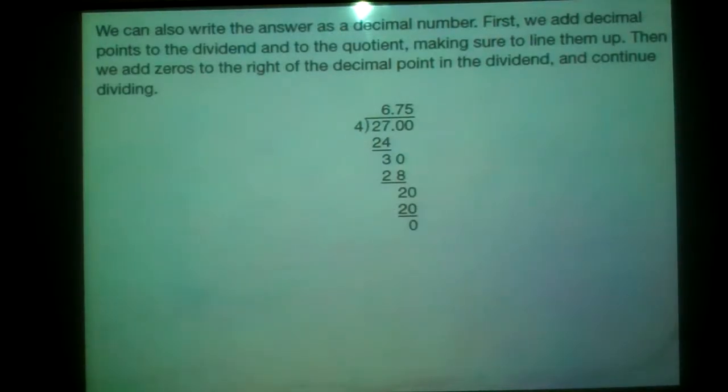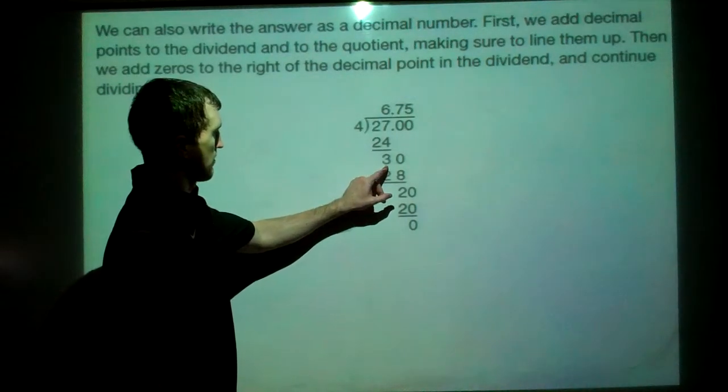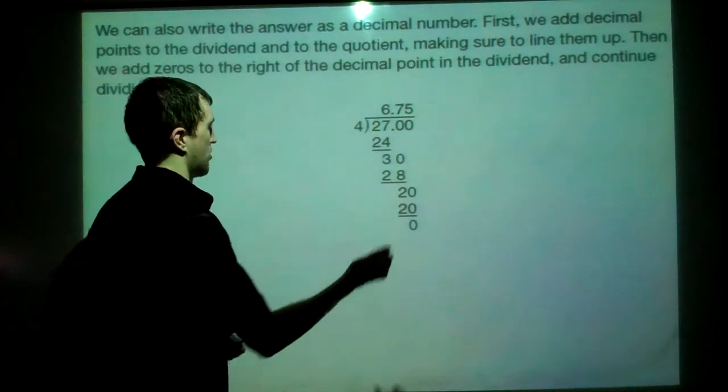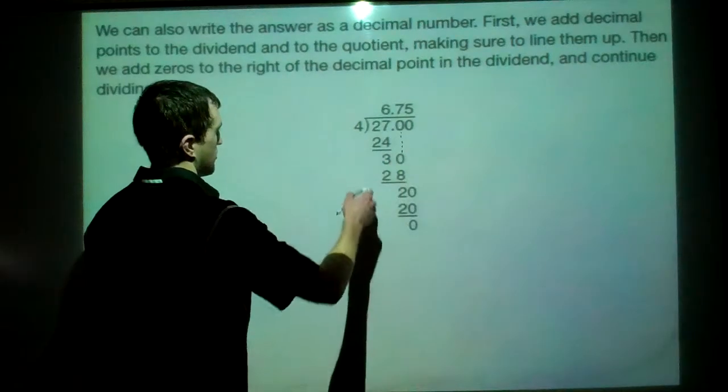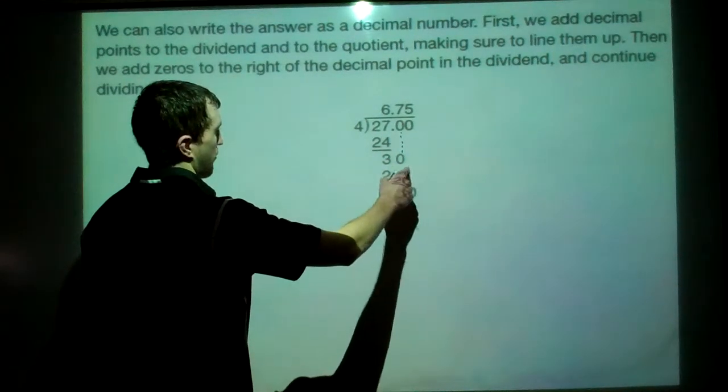We can also take that and we can write it as a decimal number. So it says first we add decimal points to the dividend and to the quotient, and we make sure to line everything up. Then we add zeros to the right of the decimal point in the dividend and continue dividing. So we could have kept dividing here, where they stopped here before. We add a decimal point and add some zeros. We drop this 0 down. So 27 minus 24, we got 3. Drop the 0. We have 30 now.